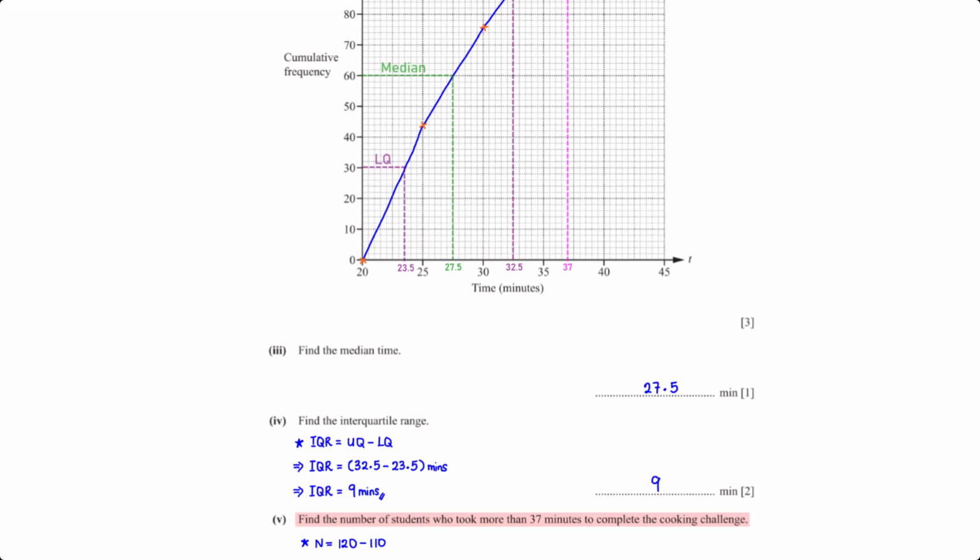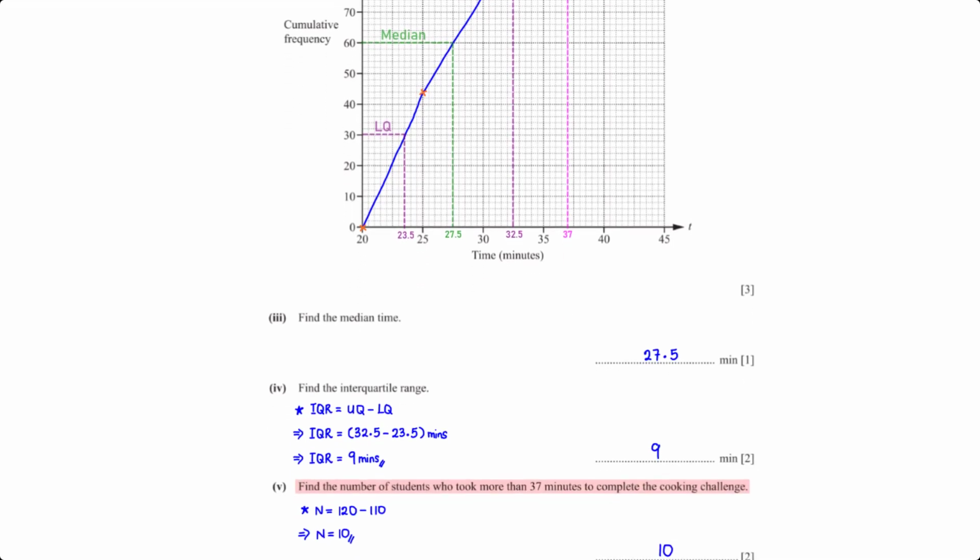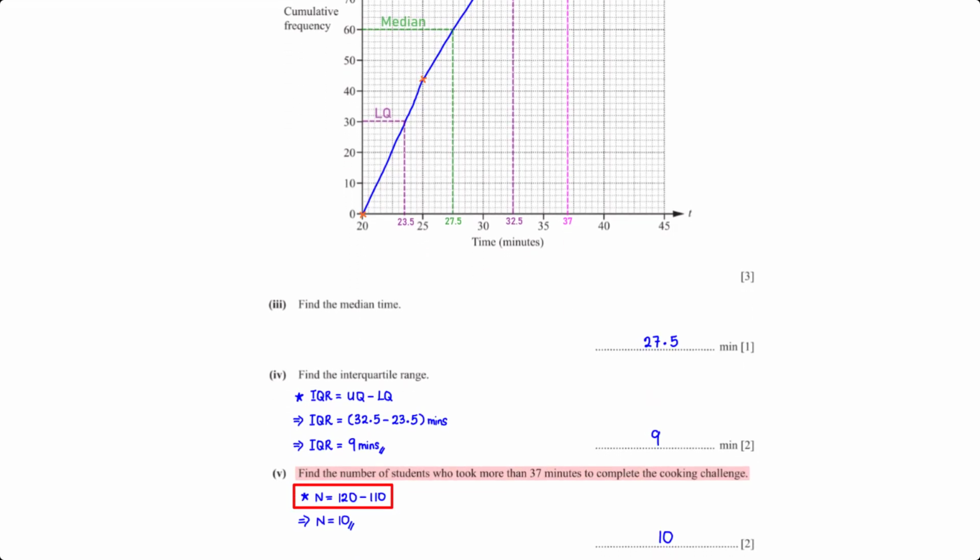Find the number of students who took more than 37 minutes to complete the cooking challenge. On the diagram, when we map 37 minutes from the horizontal axis to the cumulative frequency graph, we get 110, which is the number of students who took 37 minutes or less. Therefore, to get the number of students who took more than 37 minutes, we subtract 110 from the total number of students, which is 120. 120 minus 110 is 10.